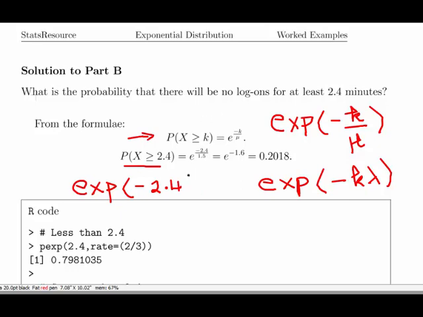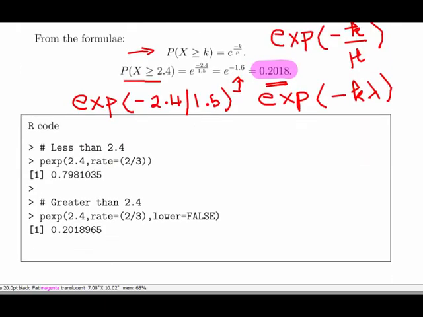And that gives us an exponential of minus 1.6. And the answer, therefore, is 0.2018. Okay, so that's the answer to the first one there. With a time between logons of 2.4 minutes or more, that is approximately 20%.